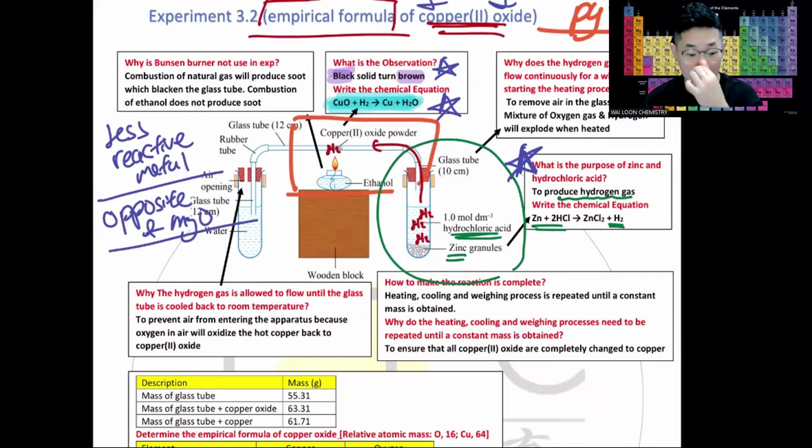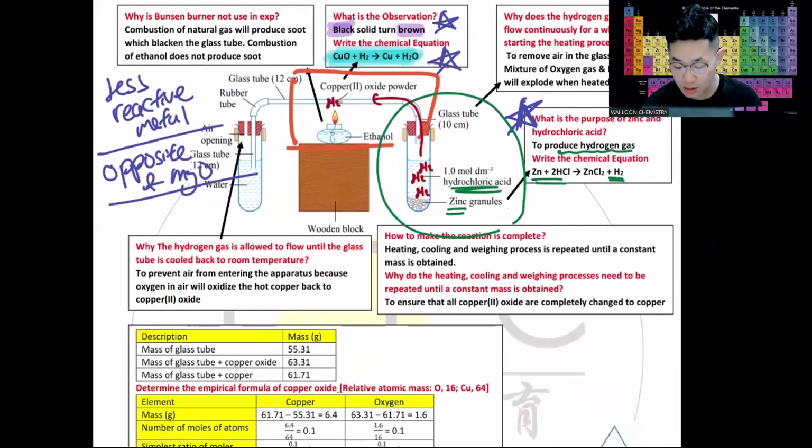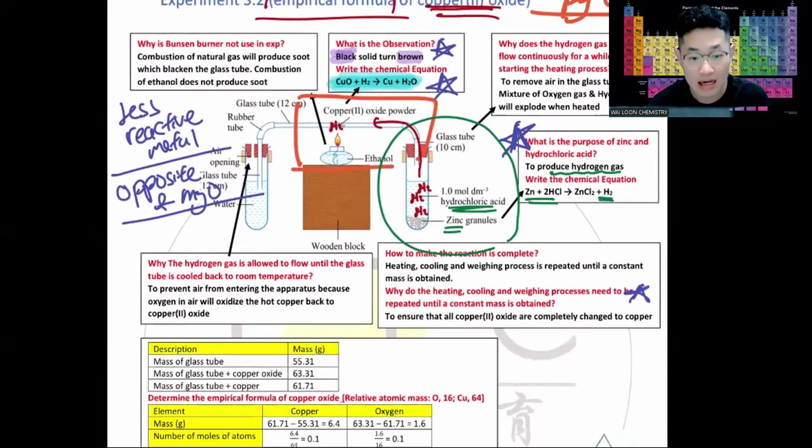And then after that, another important thing is here, this one. Why do we have to do heating, cooling, and weighing process until a constant mass is obtained? Same. We want to make sure the copper(II) oxide is reacted completely. And lastly, this one. So these boxes 1, 2, 3, and 4 are important. These are the common questions they ask you.